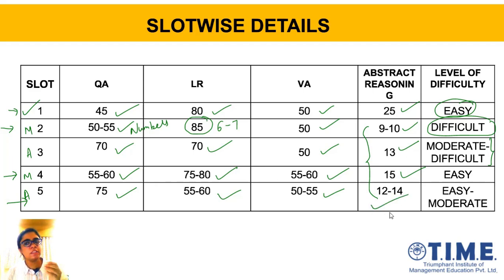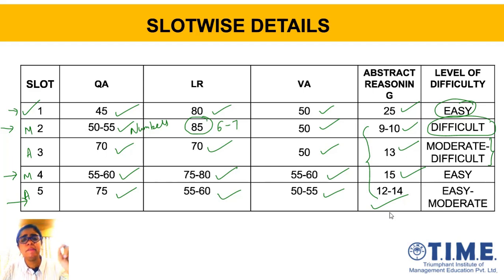I would consider the difficulty level between easy to moderate, because in this section quant was easy. However, verbal reasoning and abstract reasoning were kind of moderate, and verbal was especially moderate to difficult. Okay, so a good student could have attempted anything between 150 to 160. That could have been a good, genuine attempt for slot 5.